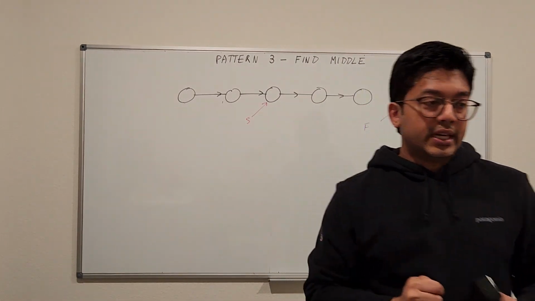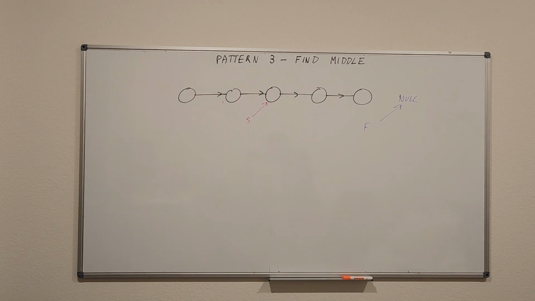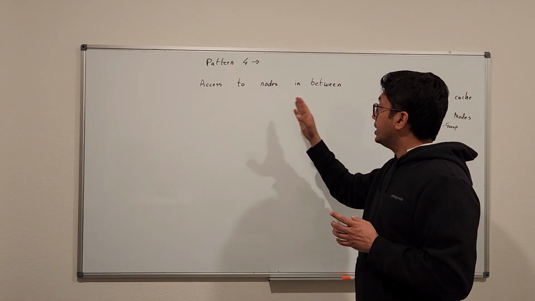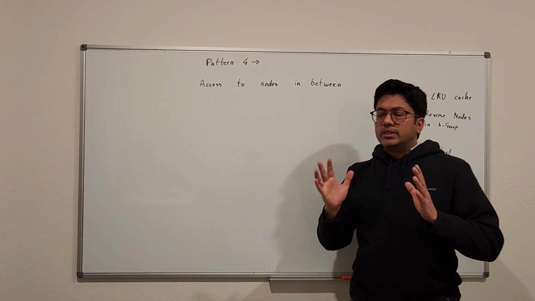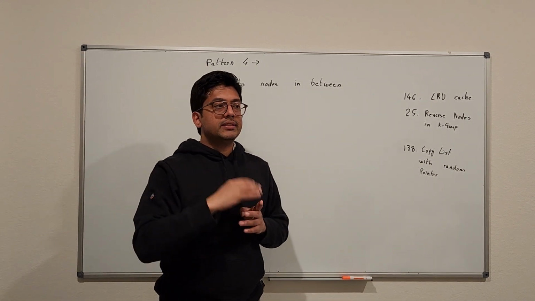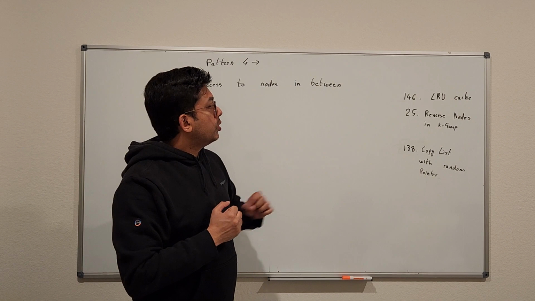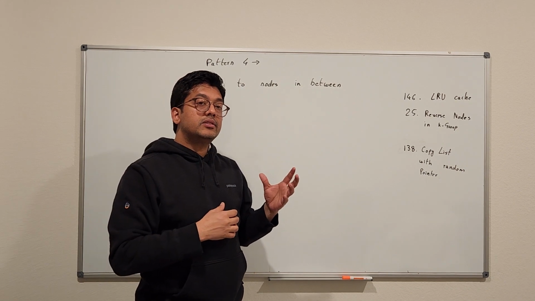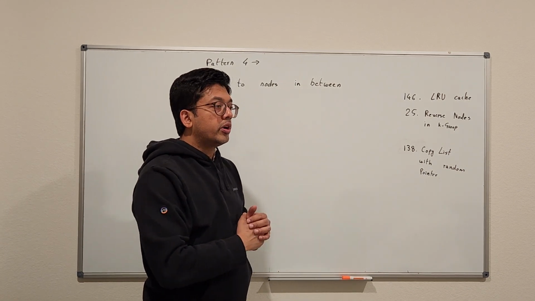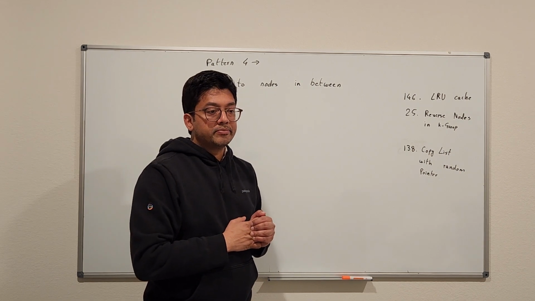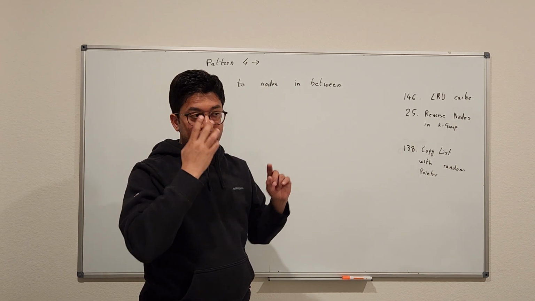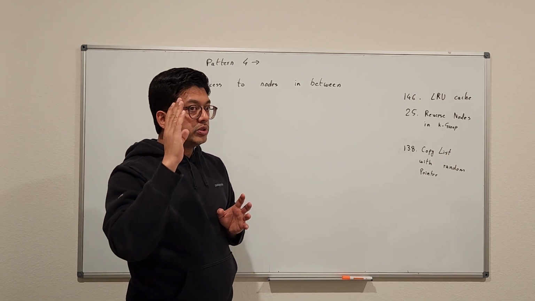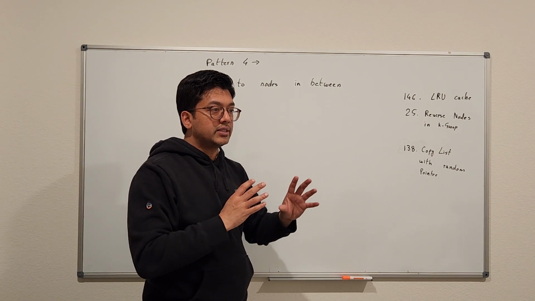Now let's look at the fourth and last pattern. The final pattern is when you need access to nodes in between. This is not a hard and fast pattern, but it is something like a thinking pattern. These are problems I've come across, among many more, where you need to access nodes in between, or some other form of access to nodes which is not the head or tail pointer.